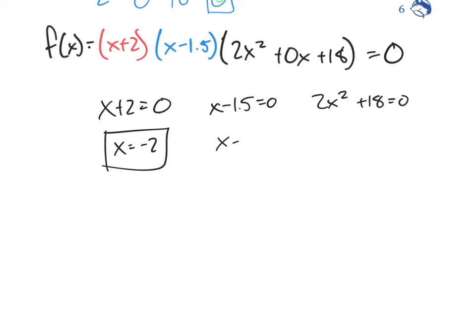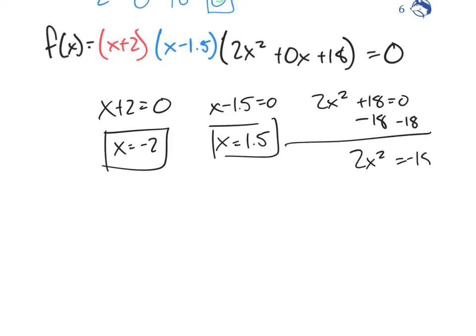There's one. There's another. Minus 18, minus 18. I get 2x squared equals negative 18. Divide both sides by 2. You get x squared equals negative 9. So then x equals plus or minus the square root of negative 9, which is plus or minus 3i.